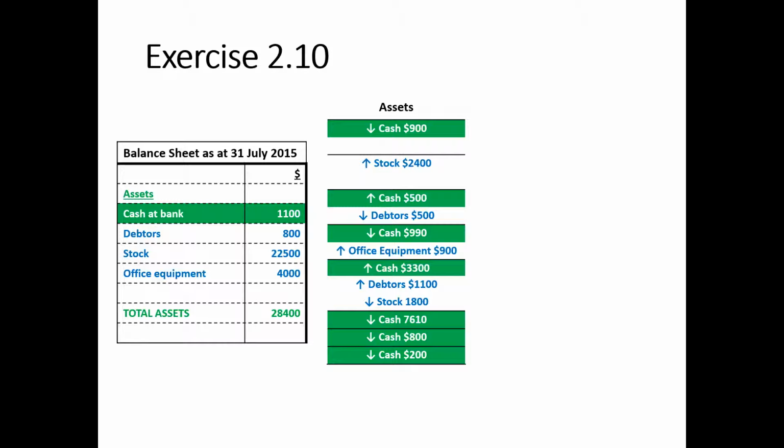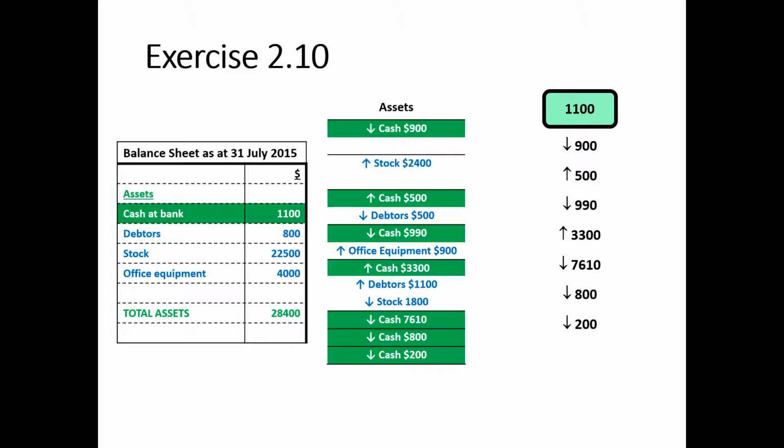So let's start with cash at bank. A month ago, cash at bank was $1,100, and there's our assets column from the transaction tool. So what we'll do is update the original opening balance of $1,100 with the following numbers. Cash went down $900, up $500, down $990, up $3,300, down $76.10, down $800, down $200, and we'll add that up in our calculator, and we'll end up with a cash balance of negative $5,600.